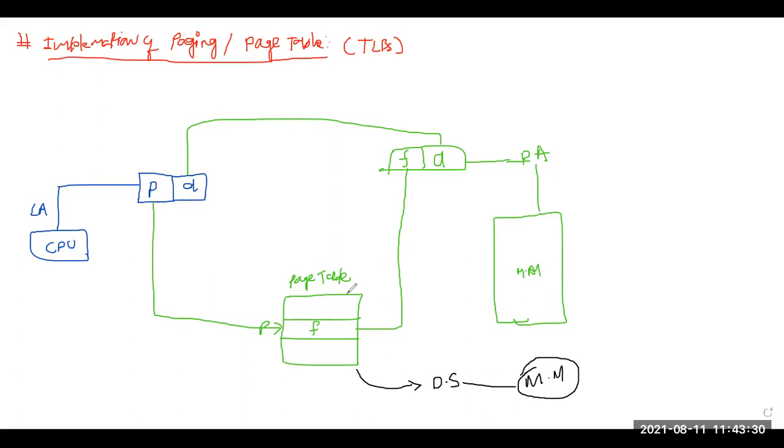As we said, the page table is a data structure. Now it requires memory. If it requires memory, I have to store it somewhere. So where is it stored? It is basically stored in the main memory. Fine. Now, if I want to access this page table, I have to access the main memory. Now what is the problem here?